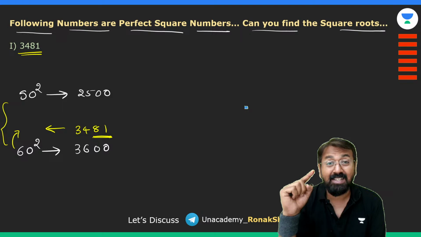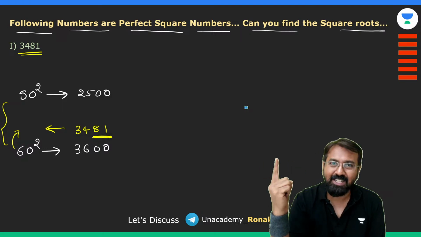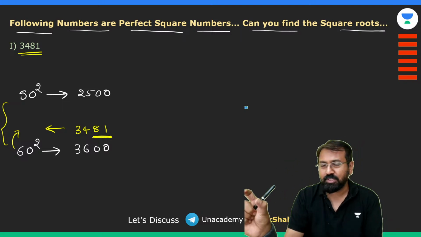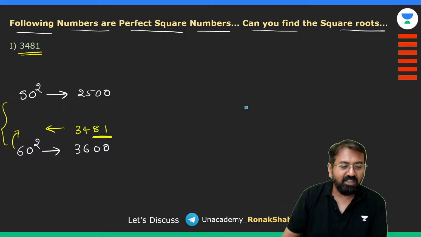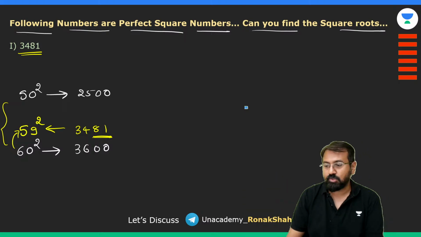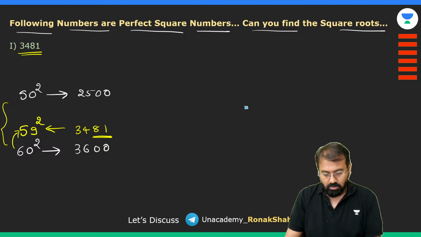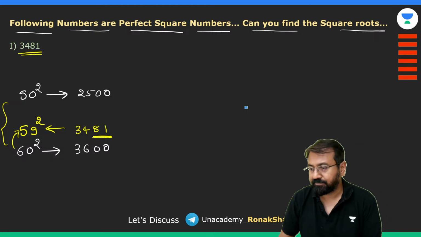Now guys, the square of which number has last two digits as 81? So can I say 9 square ends with 81? Everyone, 9 square ends with 81 because we keep the last two digits as they are, right? So 81 comes in 9 square. So this has to be 59 square. Yes or no? Please confirm. Have you understood how we found this?